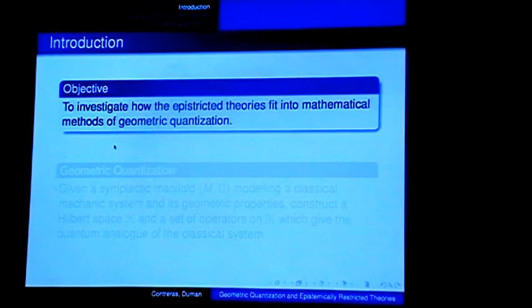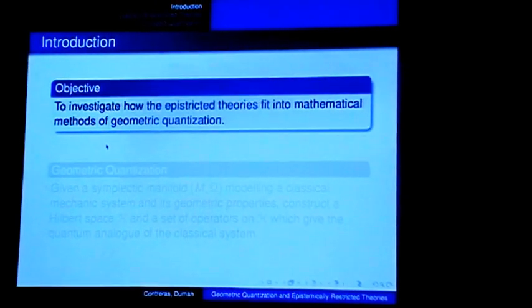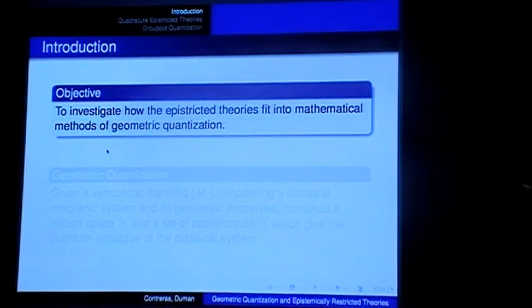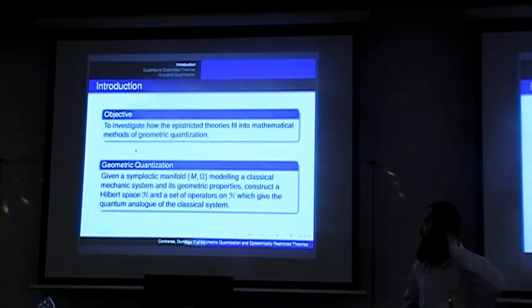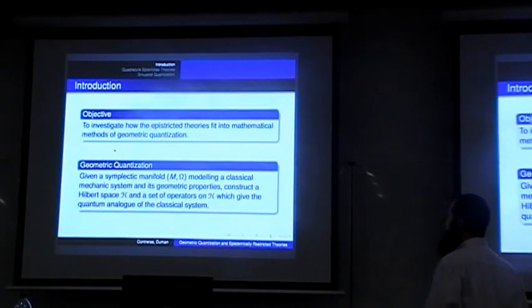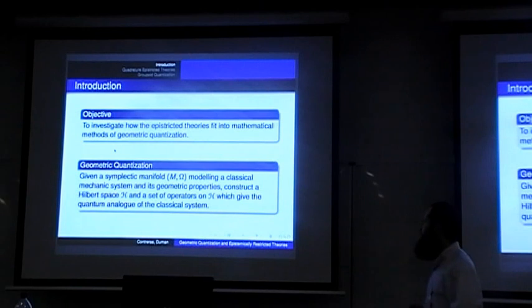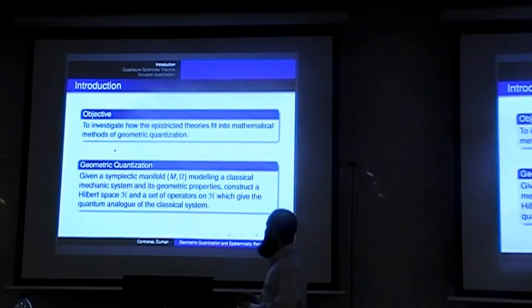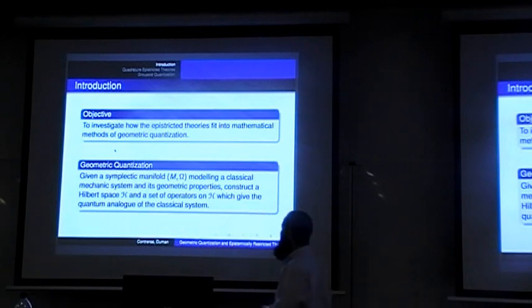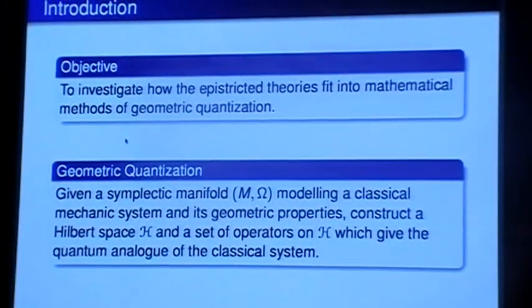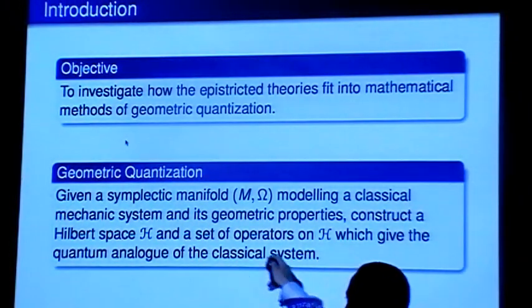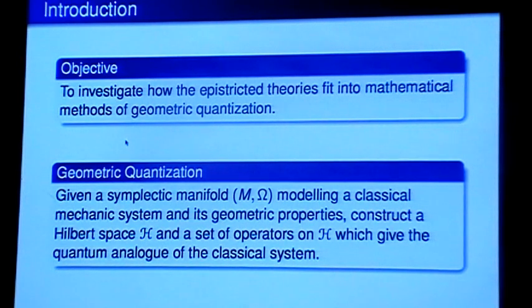So our objective is to investigate these theories, which we call epistemic theories for short: how these theories fit into the mathematical methods of geometric quantization. Geometric quantization is a very huge subject, so it is very hard to explain its technical details, but in summary we just need to accept this statement. We start with a symplectic manifold, and from its geometric properties we get a Hilbert space and a set of operators on that Hilbert space, which give the quantum analog of that classical system.